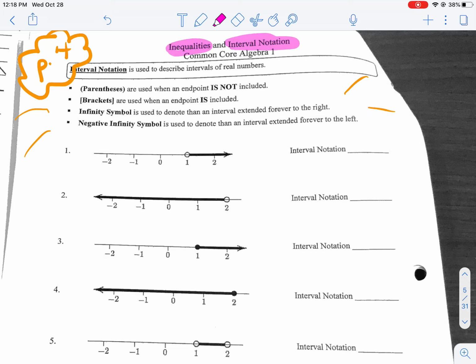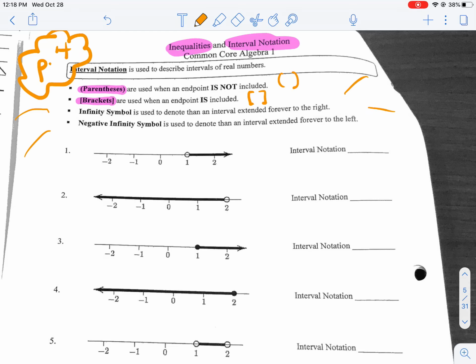Interval notation is a fancy way to write inequalities. There are a couple of key things to note. We have parentheses and brackets. Parentheses are curvy and look like this. Brackets are square. One thing that's important to know is when we have open and closed holes.